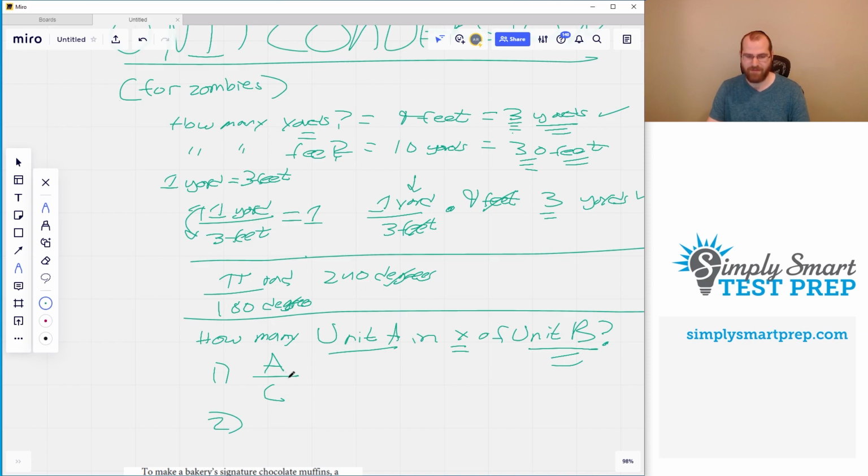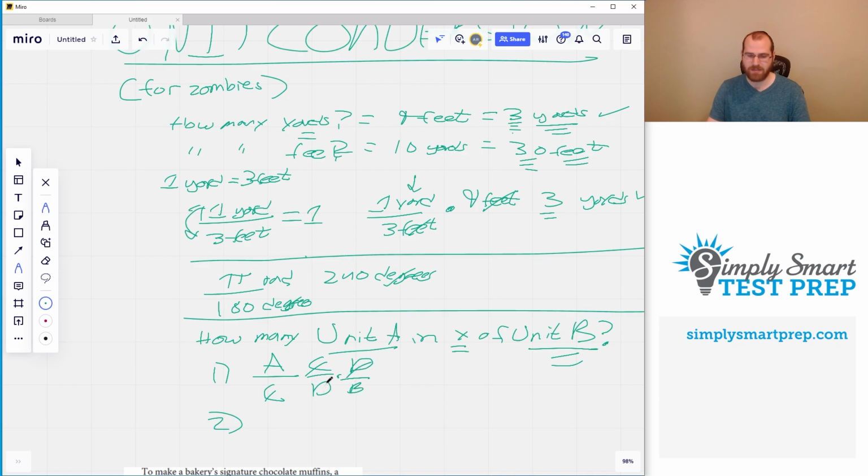So in this case, I have A over C. I need to cancel out C. So let me find a proportion that has C in it, and I'm going to put C on top. Let's say that's C over D. Well, that doesn't work. The Cs cancel. Now I have A over D. And I have to do this so on and so forth. Let's say the next one has D, and it's D over B.